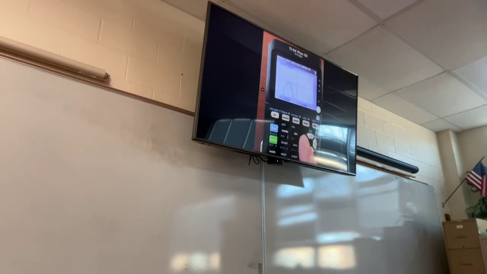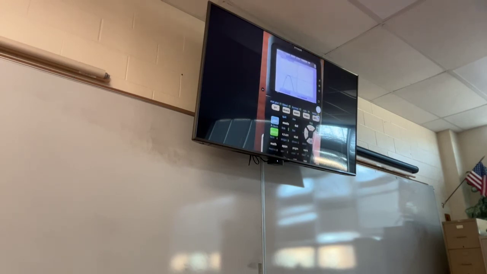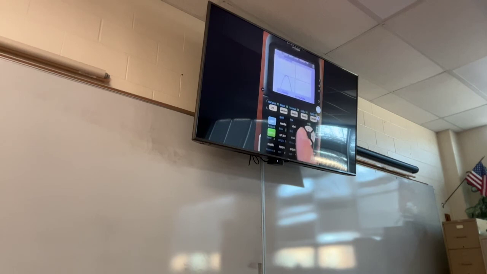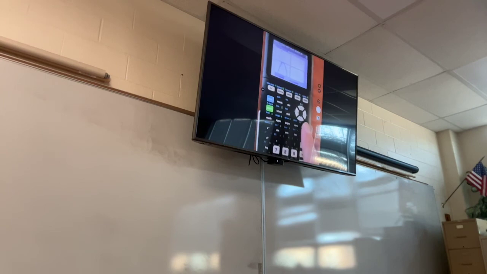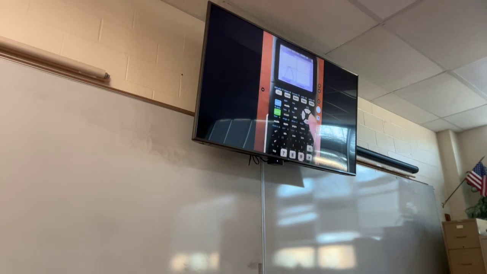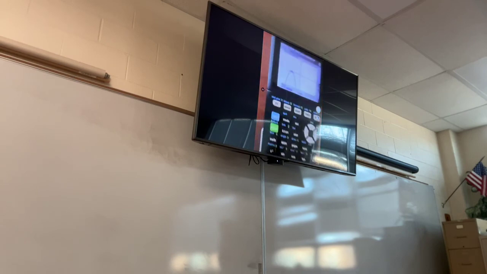Second left bound means what? To the left? Yeah, so drag the cursor somewhere to the left of where it hits the x-axis. Alright, hit enter. And then somewhere to the right, hit enter again and hit enter, and it'll give you that your zero is -5.